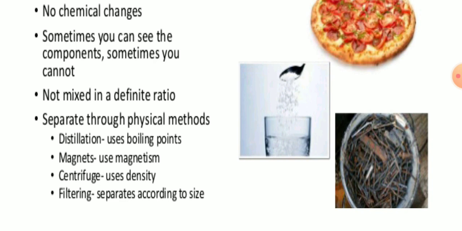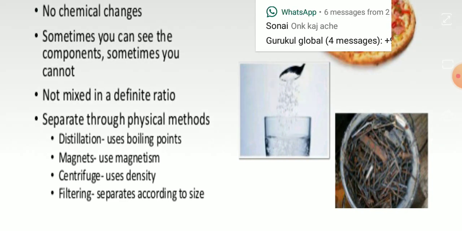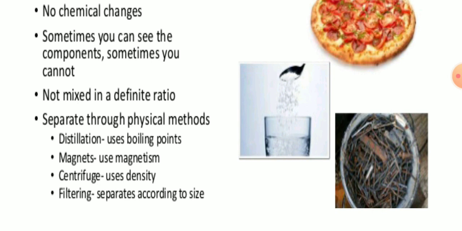First, distillation. Using this process, you can separate a mixture of two liquids, and the principle is the difference in boiling point of the two liquids of the mixture. So distillation is useful for separating two liquids from a mixture.